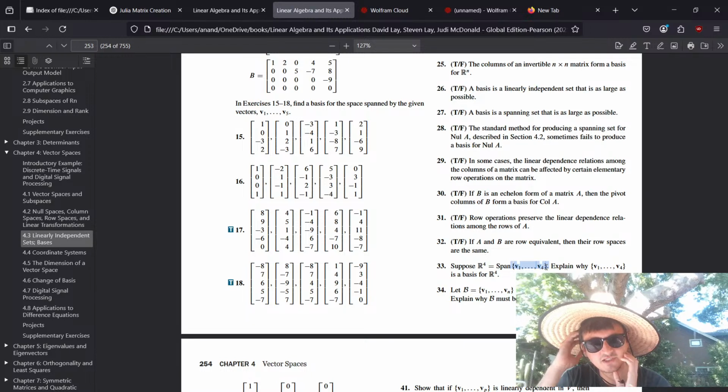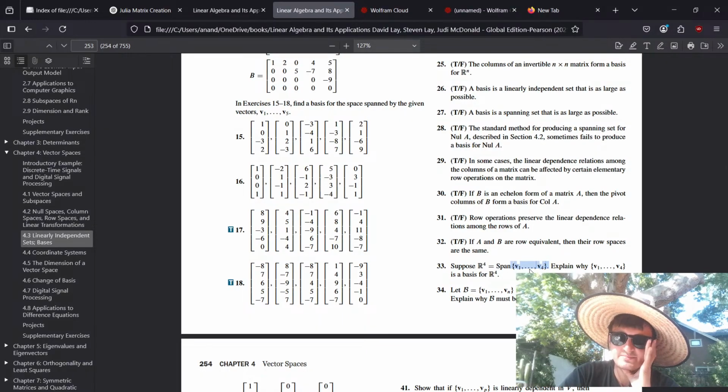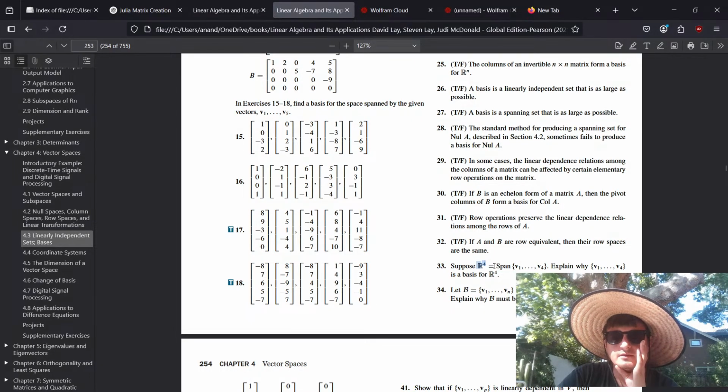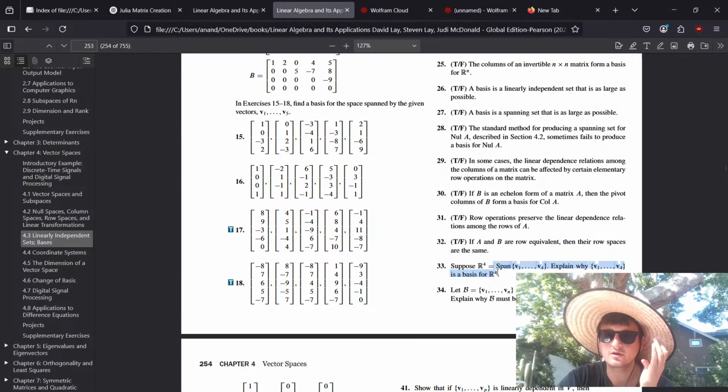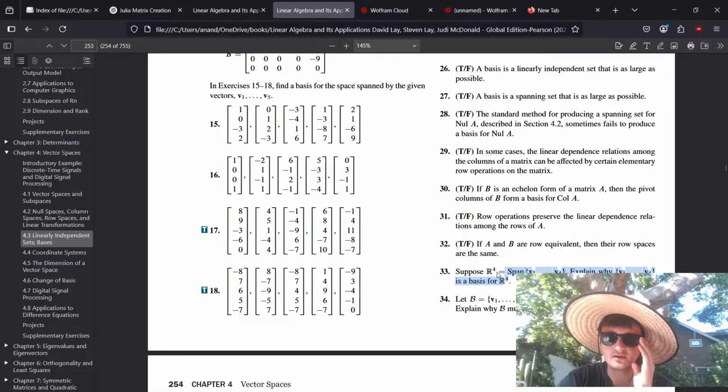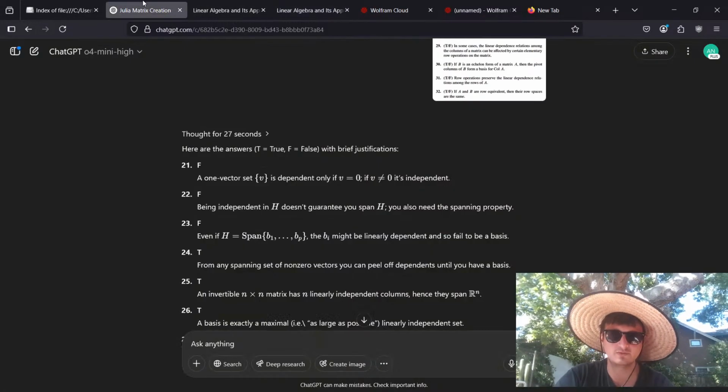Okay, to be a basis, you need to span the set and you need to be linearly independent. So it spans it because we're given that. But now, the fact that there's 4 vectors in R4, yeah, what I want to say is just you need 4 independent vectors to span R4. All right, wait, let's double check these answers now.